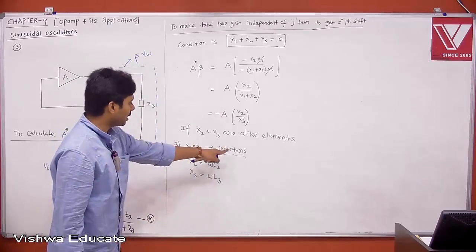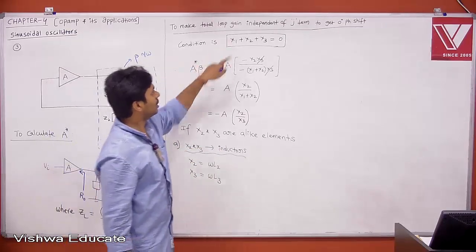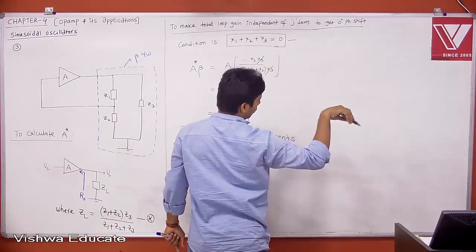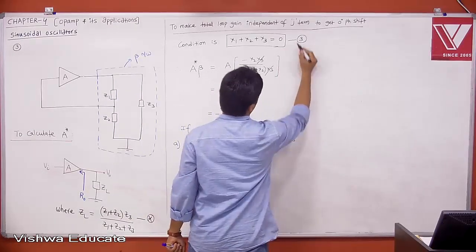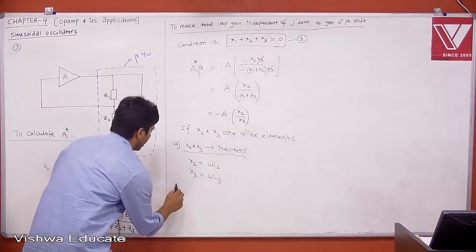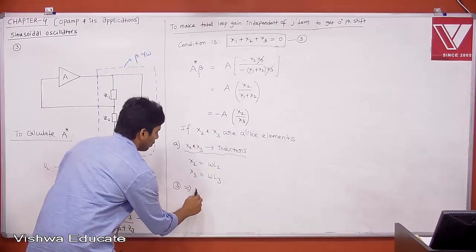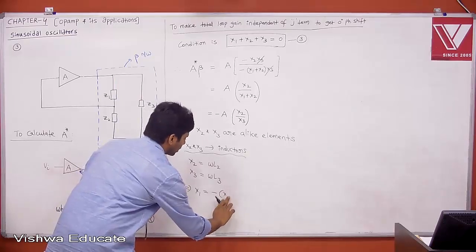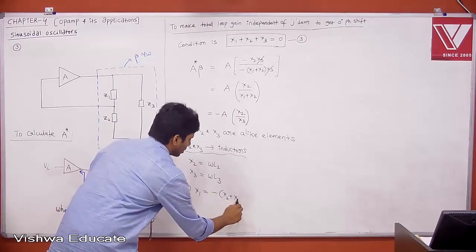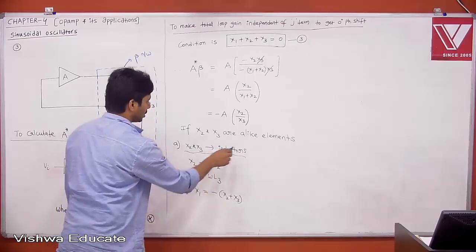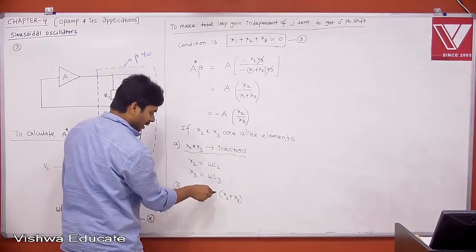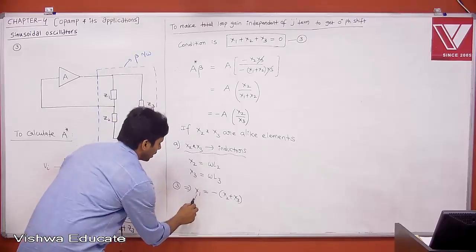Then if X2, X3 are inductors, what about X1? Star is already used. What is the equation 1 and 2? Let us say this is equation 3, right? Then 3 implies what is your X1? X1 is equal to exactly minus of X2 plus X3. If X2, X3 are alike elements, and both are inductors, then what is your X1? It is negative. Therefore, X1 is capacitor. It should be capacitor.